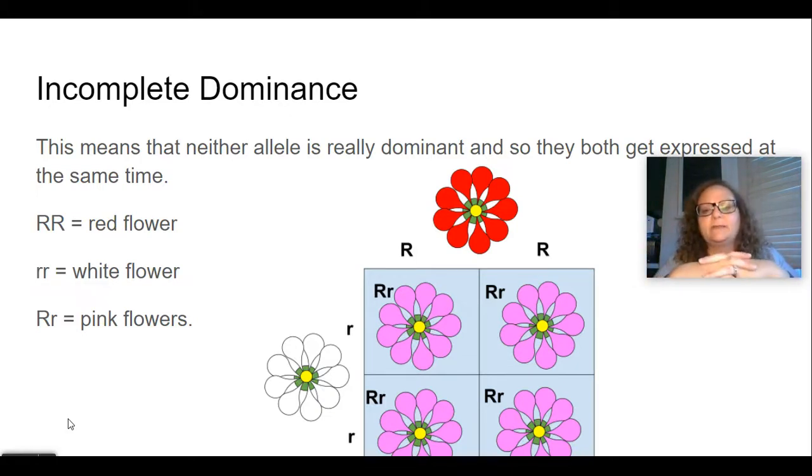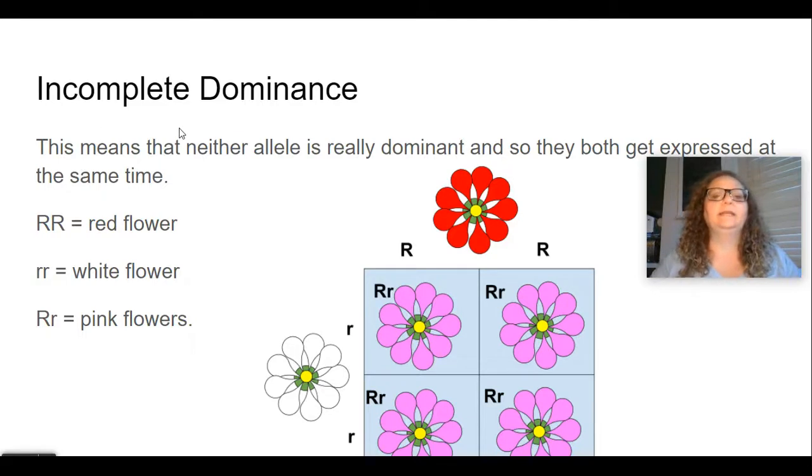Incomplete dominance just means that while we still have a dominant allele, in this case, a red flower, and a recessive allele, in this case, a white flower, the dominant allele is not completely dominant. It isn't able to completely hide the recessive allele. So when you have a heterozygote, which has both a dominant and a recessive, a little bit of the recessive is going to bleed through. This is a blending of the dominant and the recessive trait.